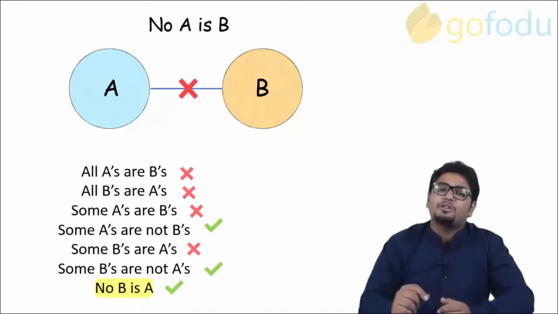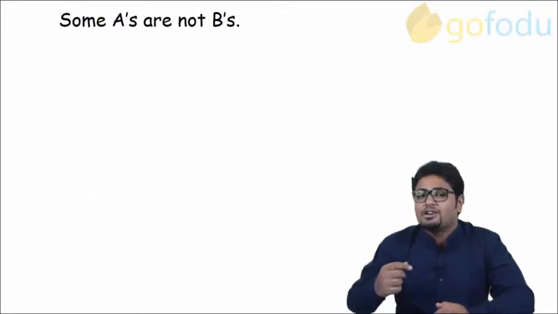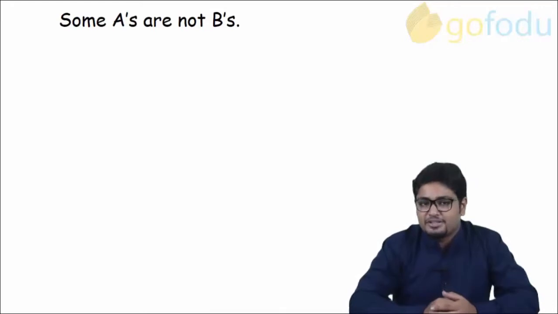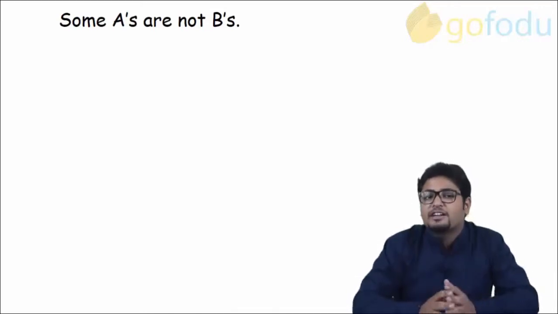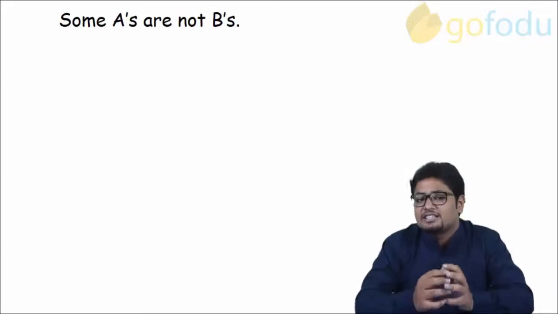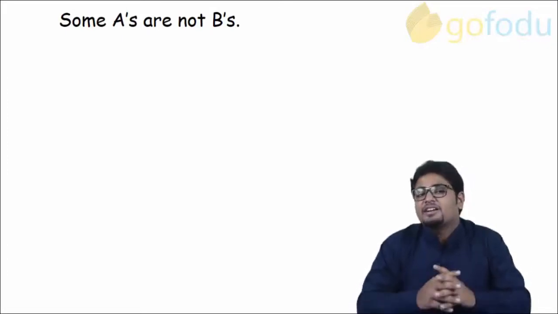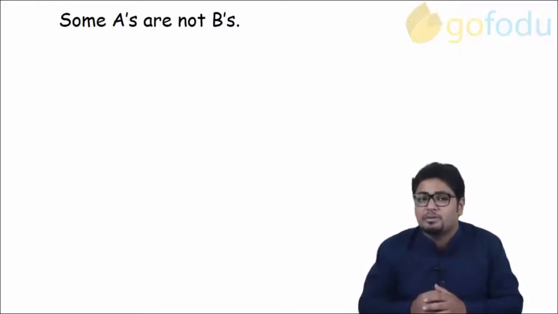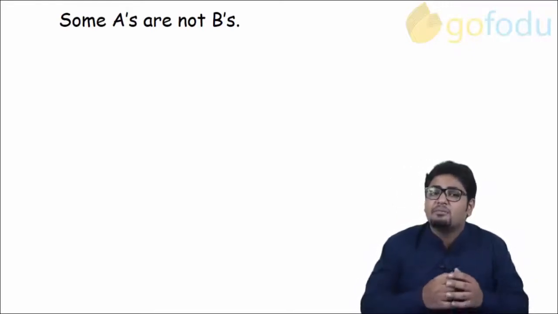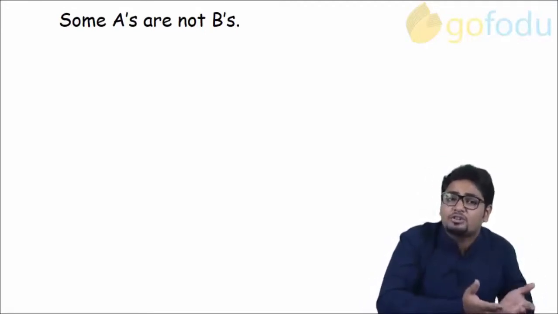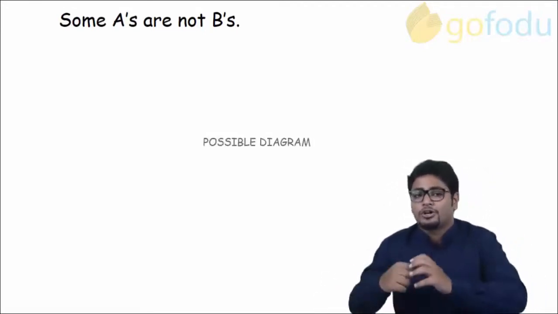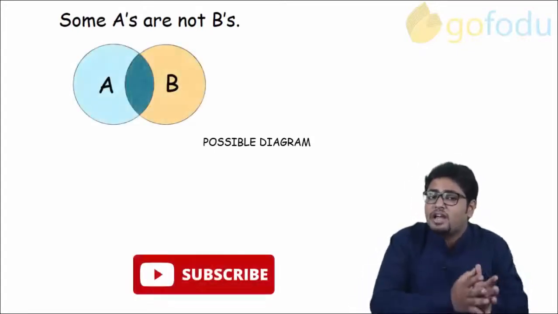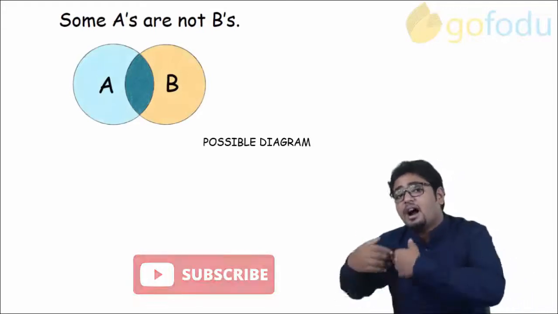Last type that we are going to discuss is "some A's are not B's." This is a unique case of a premise. In this, no definite conclusion can be drawn on the basis of this statement alone. Here, it is known that there are some elements in A which are definitely not there in B. But nothing can be said about whether there are any elements of A which are there in B or not. Possible diagram can be when some elements of A are in B and some are outside B.